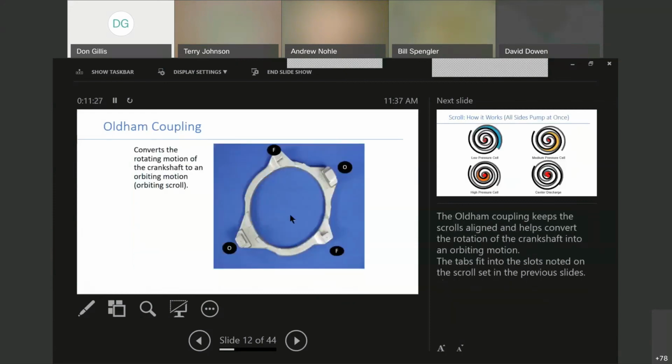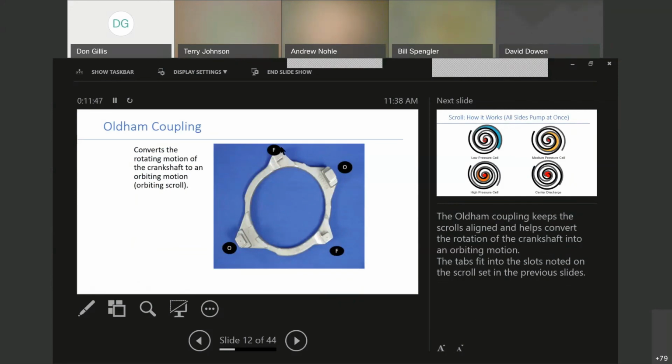This is the Oldham coupling, and the Oldham coupling sits at the bottom of the orbiting scroll, and it converts the rotating motion of the crankshaft to an orbiting motion of the orbiting scroll. The Oldham coupling keeps the scrolls aligned and helps convert the rotation of the crankshaft into the orbiting motion.